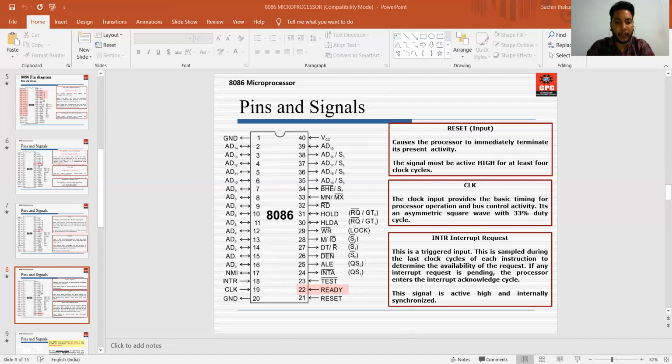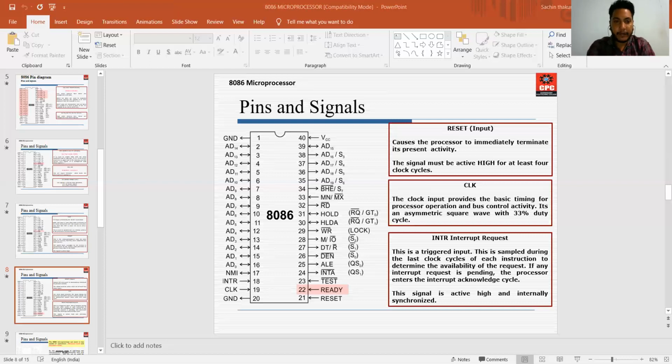CLK stands for clock input. The clock input signal provides the basic timing input signal for the processor and the bus control operations. It is an asymmetric square wave with 33% duty cycle. Duty cycle means how many instructions can execute per second.